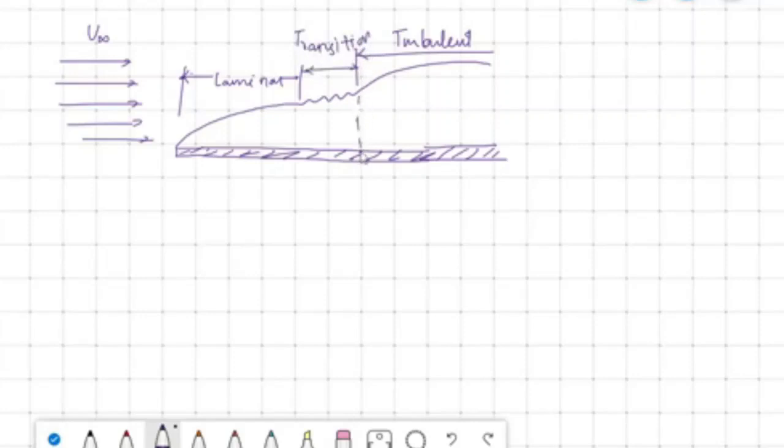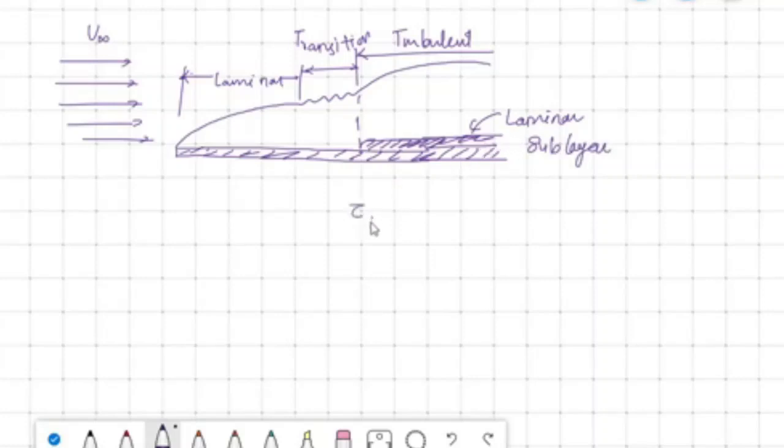In this region, in the turbulent region, there is a formation of a layer which is called the laminar sublayer, because some part of the flow present in this portion is laminar. So this portion is called the laminar sublayer.